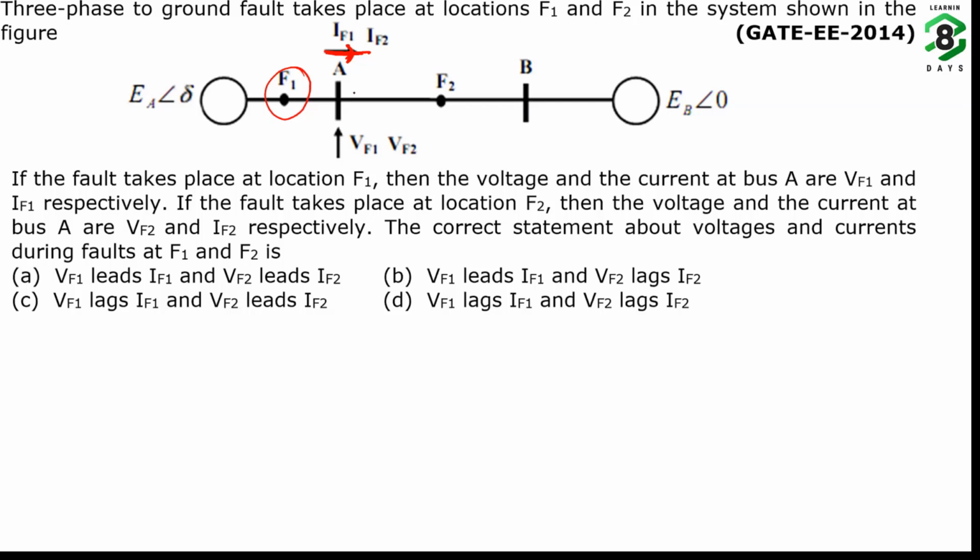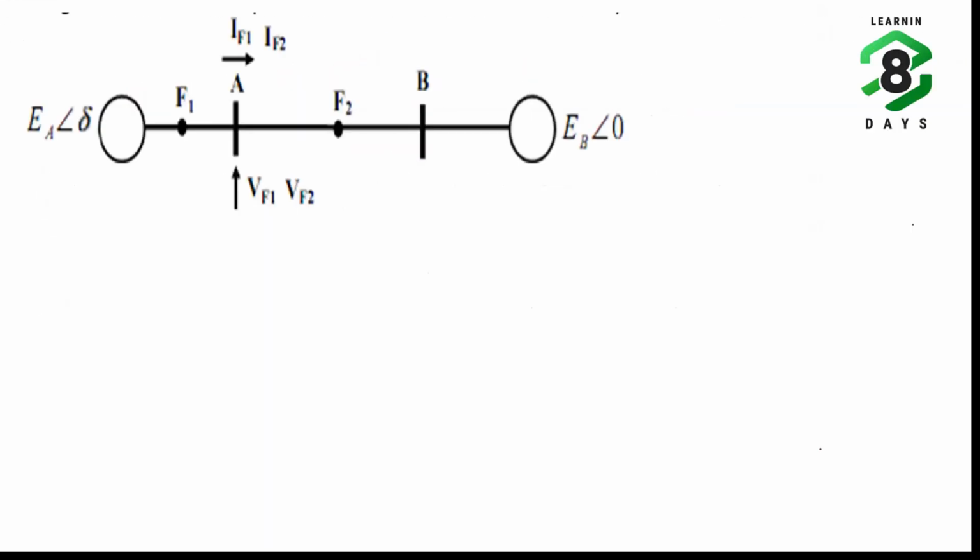The voltages are VF1 and VF2, where obviously the positive polarity will be at the bus bar, and the reference polarity will be at the ground. Now let us assume the fault is initially occurring at F2. A three-phase short circuit is occurring at F2. Now you tell me how the fault current will flow. The current from this source one, let us call this the first source, the current will flow like this.